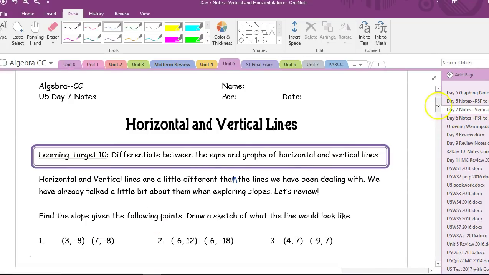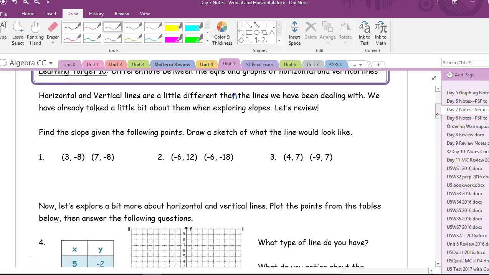First thing we're going to do is find the slope between the following points. We're also going to draw a sketch of what the line would look like. So you can either use your jumps or your slope formula. I'm going to go back and forth. So I'm going to do jumps for this one.